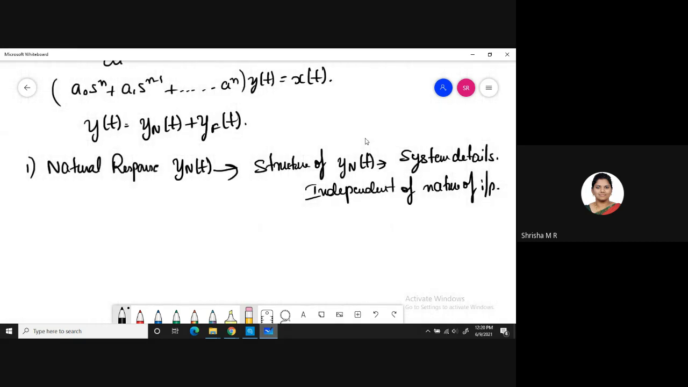The natural response is also called the zero input response. It is the response of the system when the input is reduced to zero. While calculating the natural response, we take x of t equal to 0, so it is called the zero input response. The natural response is basically the response of the system produced by initial conditions only.